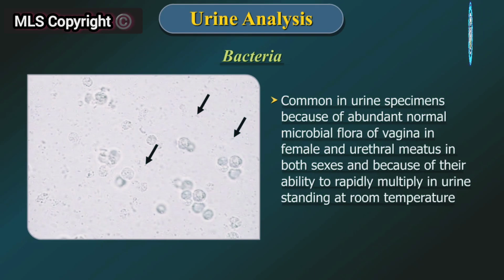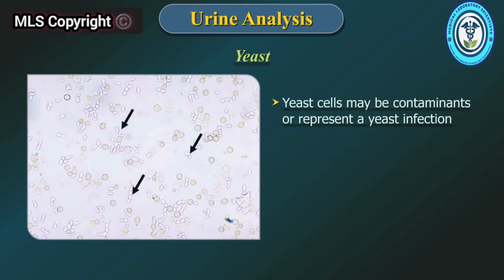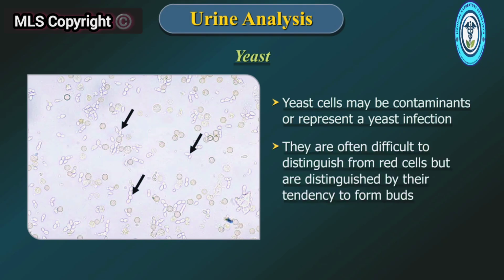Bacteria. Bacteria are common in urine specimens because of the abundant normal microbial flora of the vagina in the female and urethral meatus in both sexes, and because of their ability to rapidly multiply in urine standing at room temperature. Therefore, microbial organisms found in all but the most scrupulously collected urine should be interpreted with the condition of the patient. Yeast. Yeast cells may be contaminants or represent a yeast infection. They are often difficult to distinguish from red cells but are distinguished by their tendency to form buds.